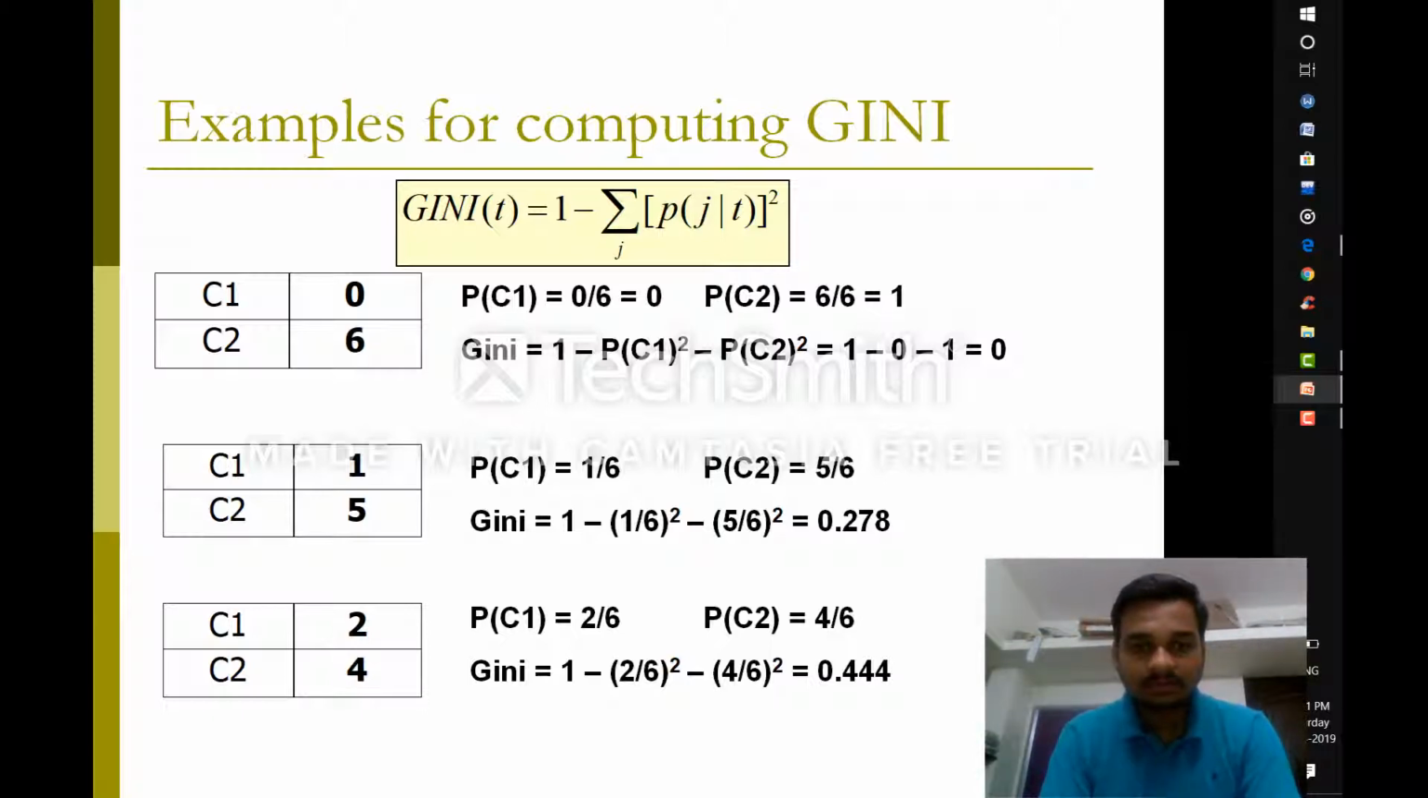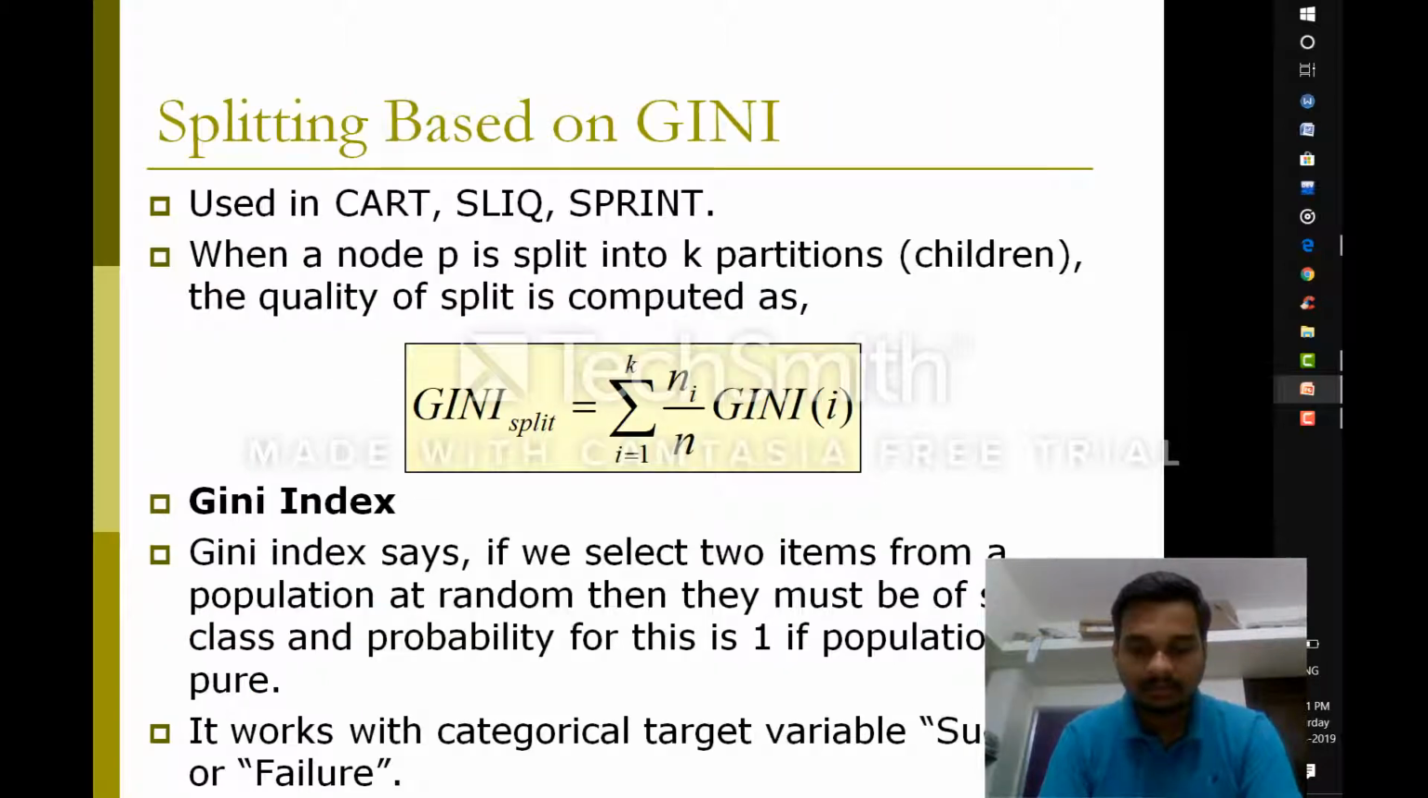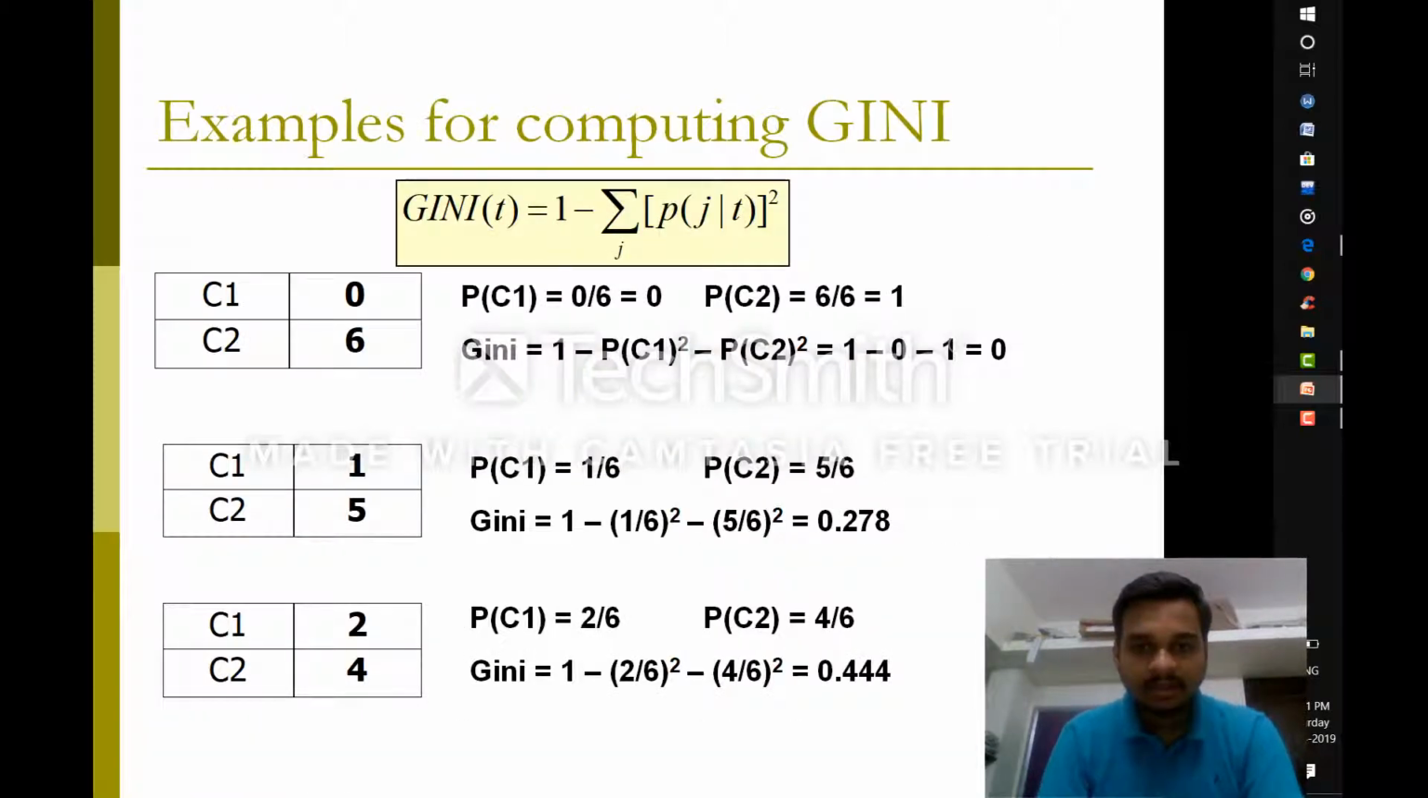As we know, the formula of Gini index is 1 minus summation of square of relative frequencies. So we are calculating it: 1 minus the square of the relative frequency of the first class, minus the square of the relative frequency of the second class. So it is 1 minus 1 equals 0.